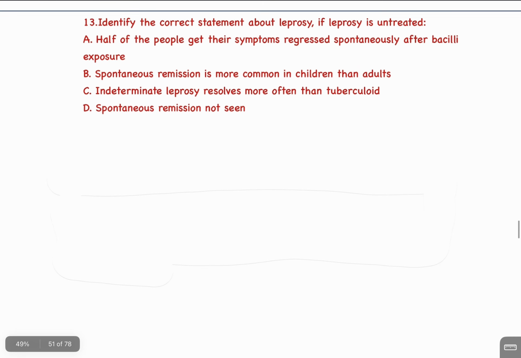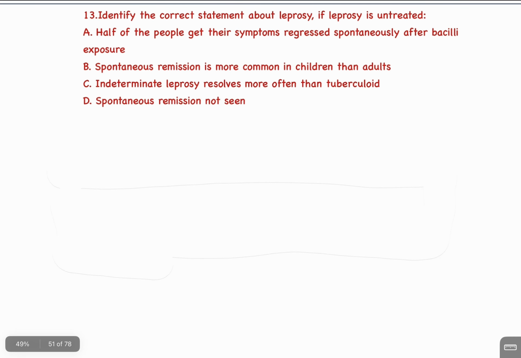Question number 13. Identify the correct statement about leprosy if leprosy is untreated. A. Half of the people get their symptoms regressed spontaneously after bacilli exposure. B. Spontaneous remission is more common in children than adults. C. Indeterminate leprosy resolves more often than tuberculoid. D. Spontaneous remission not seen.